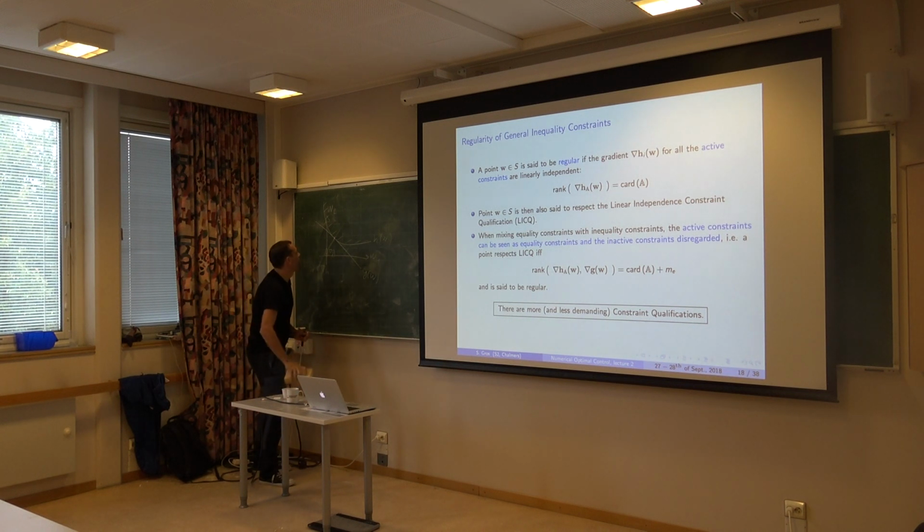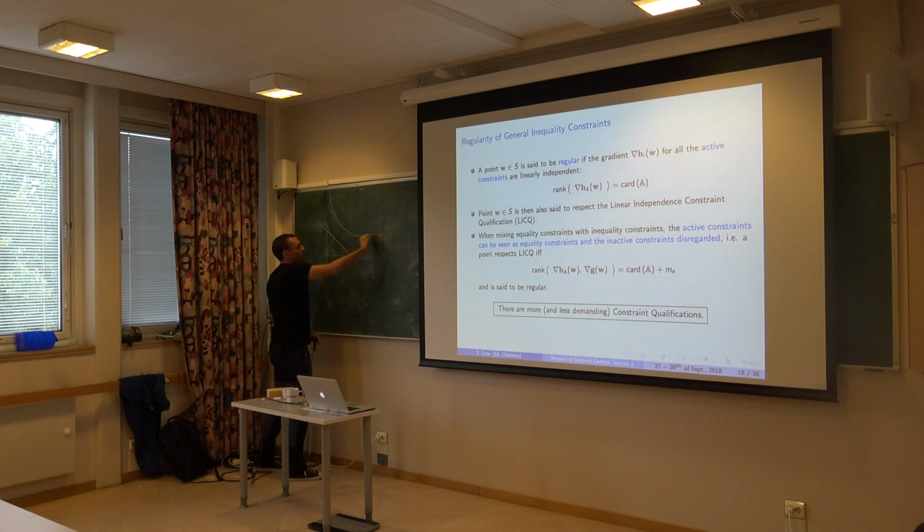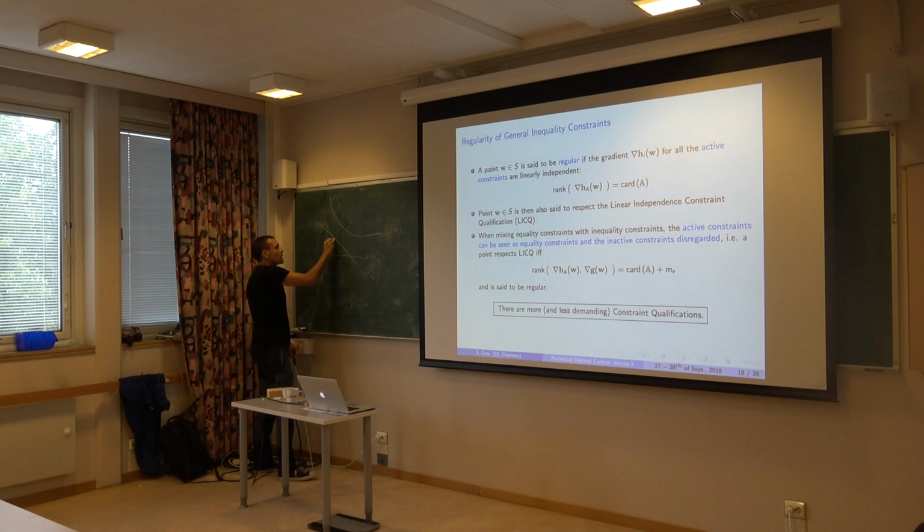Yeah. For example, just to complete the picture, if my H was up here, this point would be fine because H is not active at this point. I don't need to check the dependency of the gradient of G with that constraint. Okay.